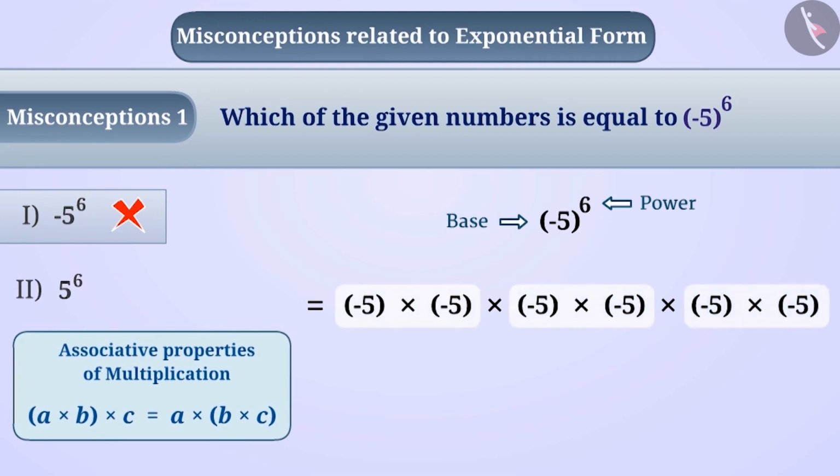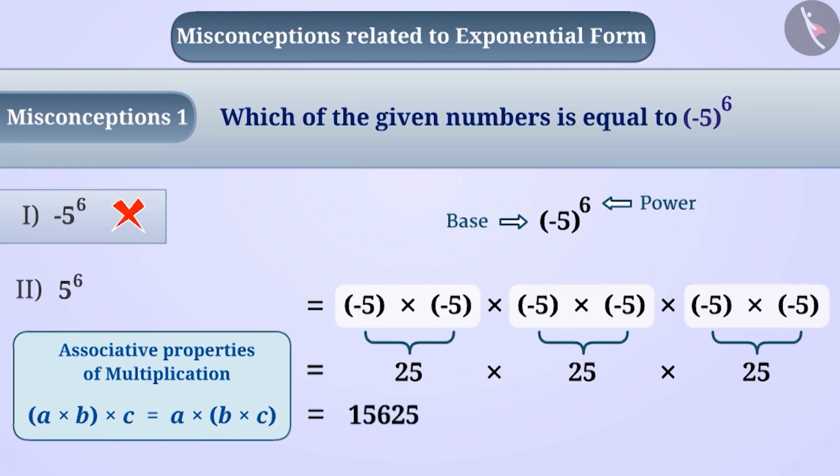Can you tell what will be the result of multiplication of each group? Think for a while. Absolutely right. We will get the result of multiplying each group as 25, which is a positive number. Similarly, if we multiply these two, the multiplication of positive numbers is positive. So we will get the result 15,625, which is again a positive number.